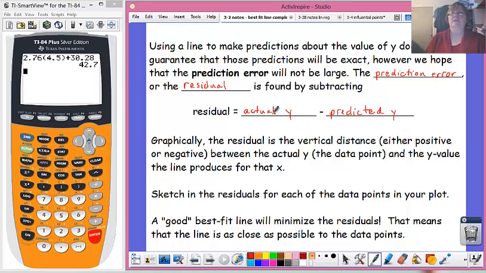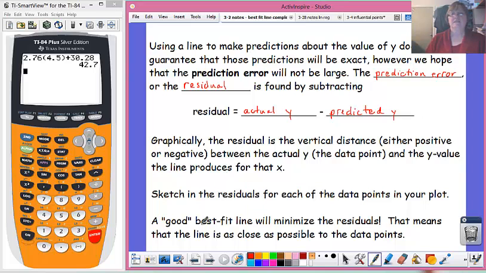So if you think about that, if our line is a good fit, the difference or the residual should be very small. We want small residuals. Graphically, the residual is a vertical distance. It could be either positive or negative between the actual data point and the y value that the line would produce for that particular value of x. It says that we should sketch in the residuals for each of the data points in our plot.